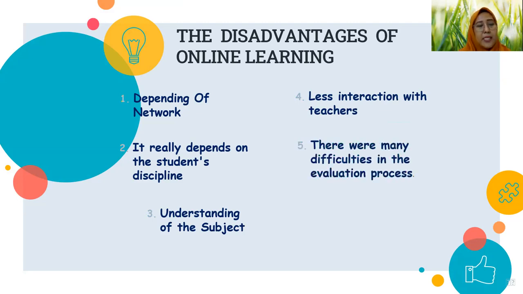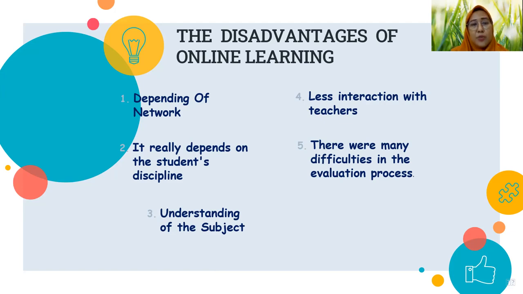Number one, depending on network. The problem that often occurs when studying online is a network problem. If the network is disrupted, lectures will be disrupted too, such as missing discussion or delivering material. Therefore, make sure the network is maximum when studying online.